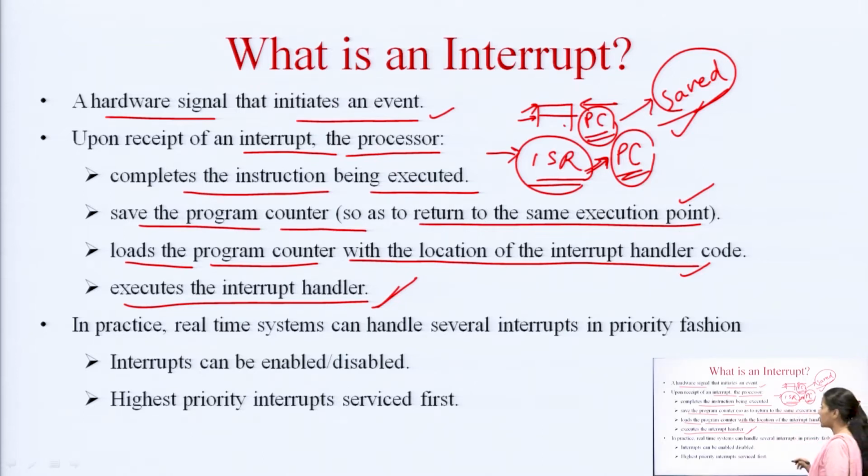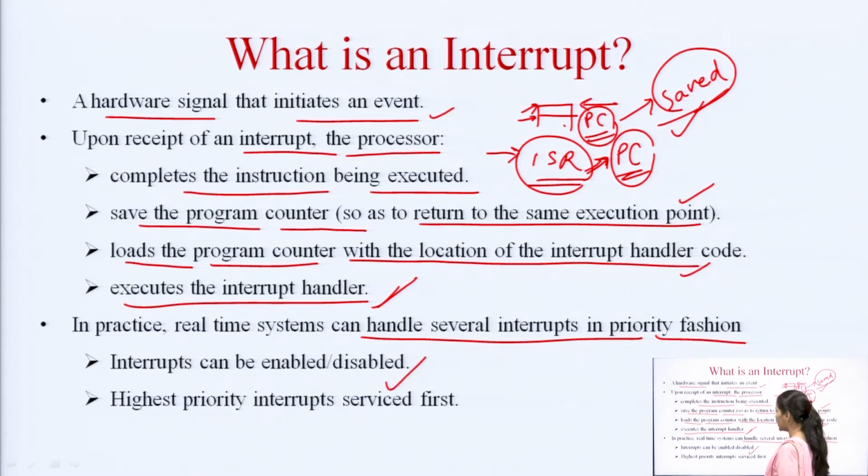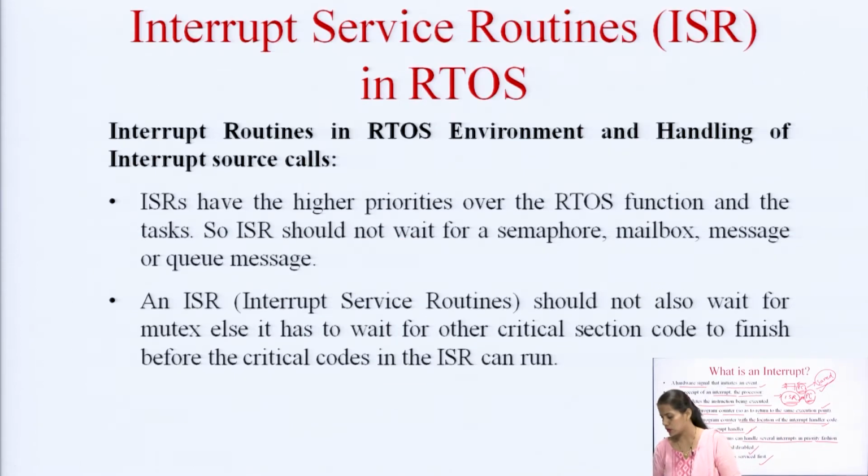In practice, real time systems can handle several interrupts in priority fashion. Interrupts can be enabled or disabled. Highest priority interrupts are serviced first. So, interrupts are there when there are multiple interrupts available in the system in the CPU. So, the interrupts are executed according to their priority. These priorities are set in prior, and so the execution takes place according to the priority of the interrupts.